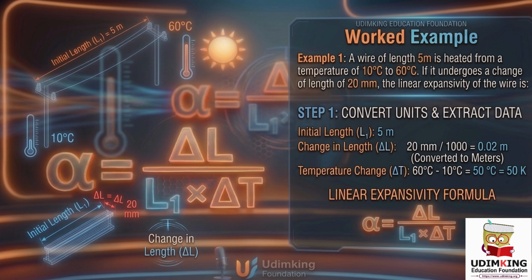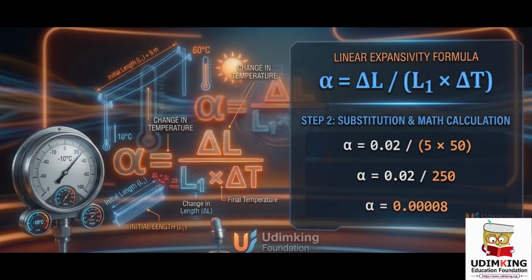Now let's bring out our golden formula for linear expansivity. Alpha equals the change in length divided by the product of the initial length and the change in temperature. Let's substitute our values into the formula. On top, we have 0.02 for the change in length. On the bottom, we multiply our initial length of 5 by our temperature change of 50.